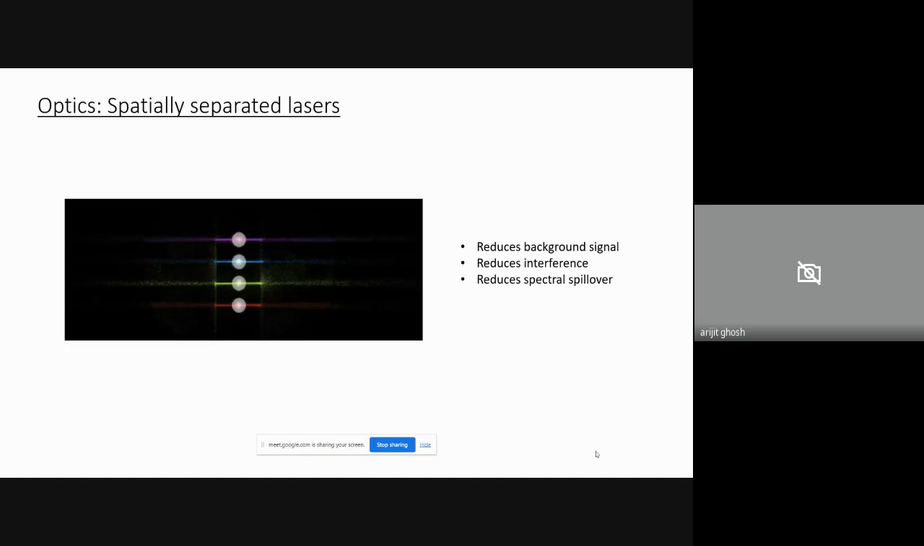Like there are some fluorochromes which can be excited by two lasers, not one laser. They can be excited by both. Suppose PI or PE, which can be excited by a blue laser and also a yellow green laser. So if they are merged, the spectral spillover can be higher.